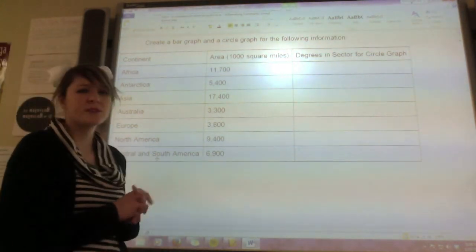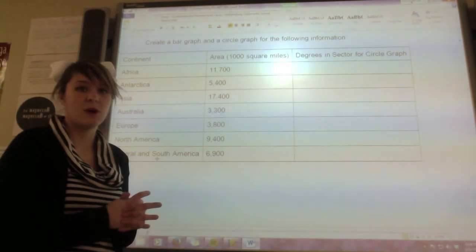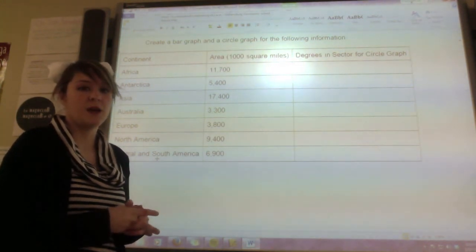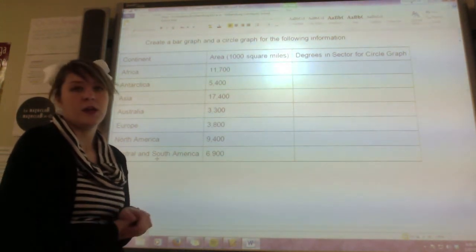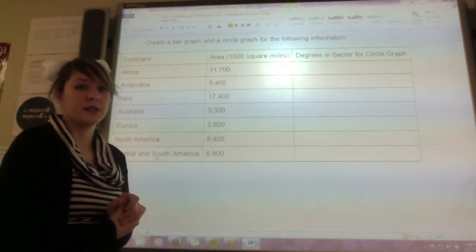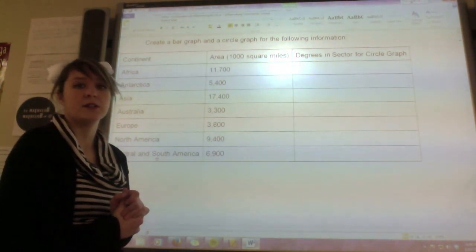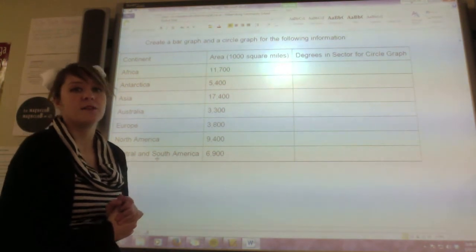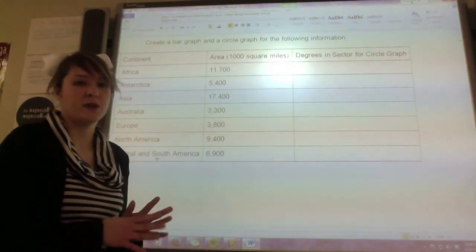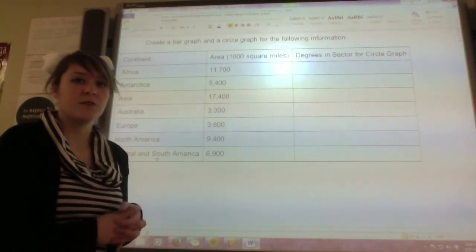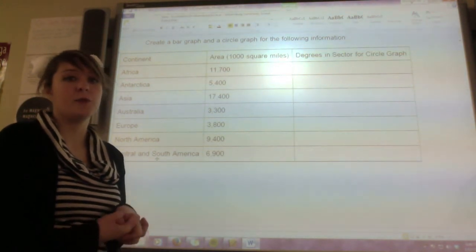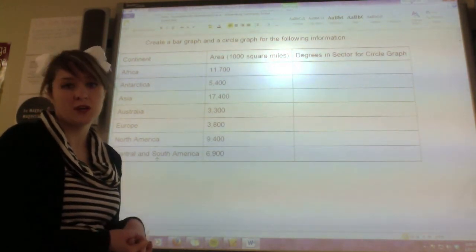You can also do this on Google Docs if you want, to just make a bar graph or a circle graph in Google Docs. It's really easy. You can just go to the insert graph function and then you can kind of change your variables around. That'll be good for projects and stuff, but for homework and tests, I will want you to do it by hand, so I'm going to show you how to do it by hand now.